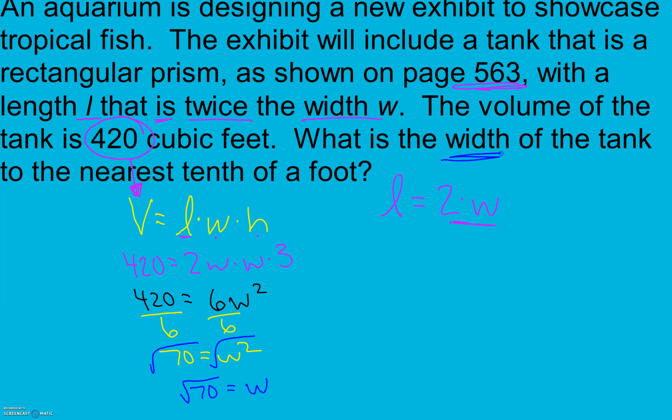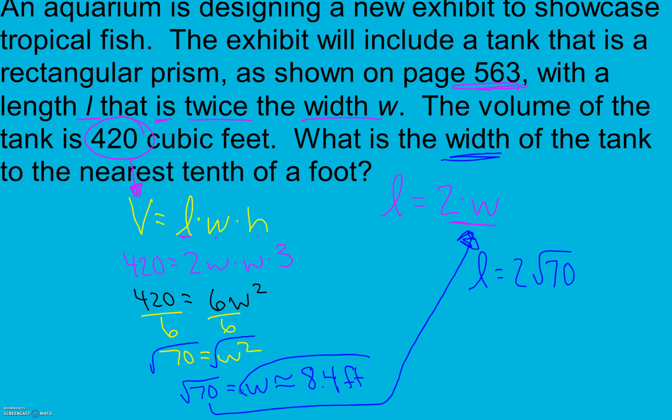So here we're looking for width, but if we were looking for length, that's the value I'd plug in for my W. We never want to round until the very last step. So here, the width to the nearest tenth of a foot, when I take that in my calculator, the square root of 70, I get approximately 8.4 feet. I think it's like 8.36 or something like that. So that's approximate width to the nearest tenth of a foot.